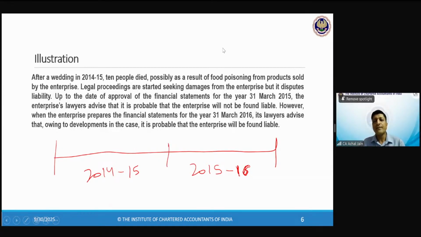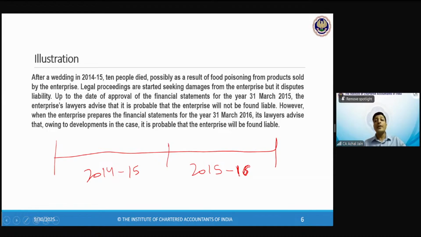Sir, in 2014-15, nothing is required to be shown. Why? Because it's a remote chance. So what makes you say it's remote? Because it is probable that the enterprise will not be found liable. Very good, because it's probable.